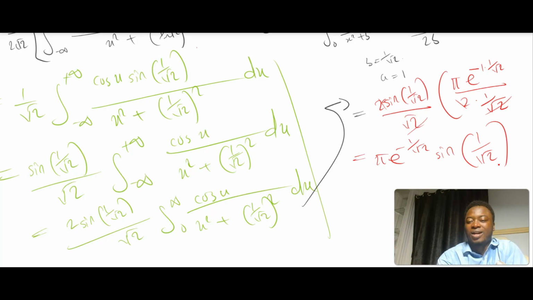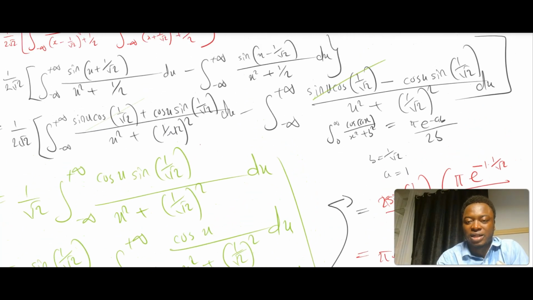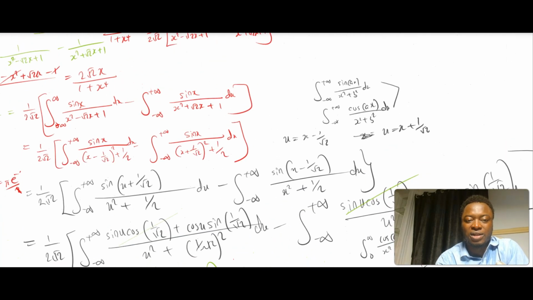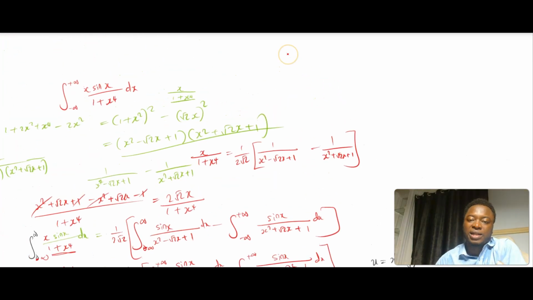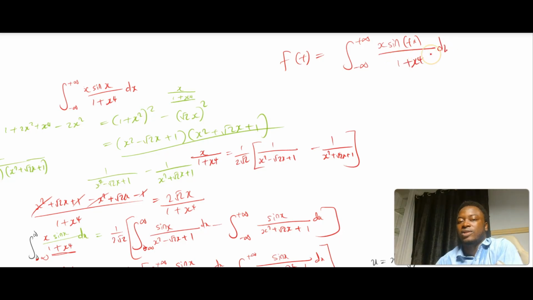So thank you again. I did mention that I was going to offer another way we can solve this integral, where you can maybe start with f of t equal to the integral from negative infinity to plus infinity of x sine of tx all divided by 1 plus x to the fourth dx. So in this case, you have f prime of t.